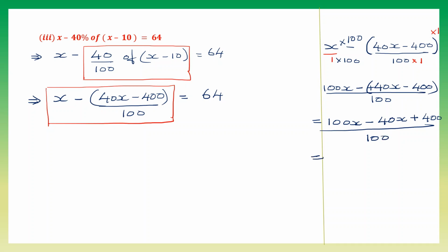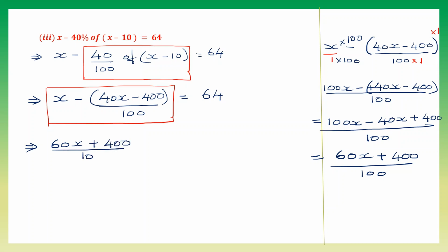Now let me work on the x terms. So here I have 100x and minus 40. 100 minus 40 is 60. So 60x plus 400 divided by 100. So this is what I have. I'm going to put it down here on the main part. So I have 60x plus 400 divided by 100 equals 64.